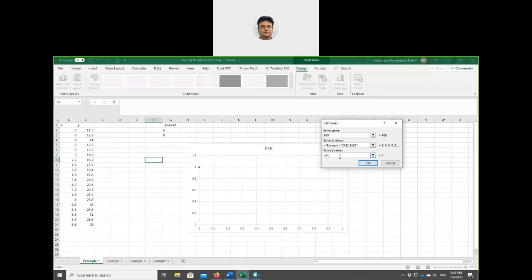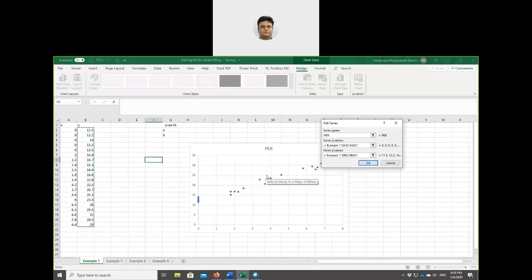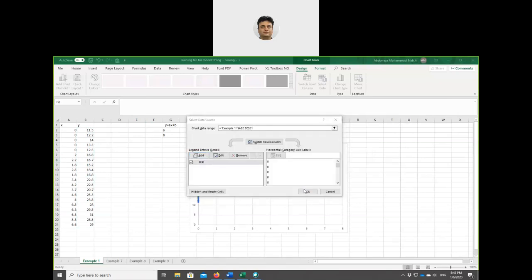Then for the y values, make sure that you remove this one first. Don't forget this one, this is tricky. Sometimes you may be confused. First, remove this "equal to 1", and it should be empty. When it is empty, then choose the y. All the y values appear here. You can see all the data coming here before clicking OK. Okay, that's all.